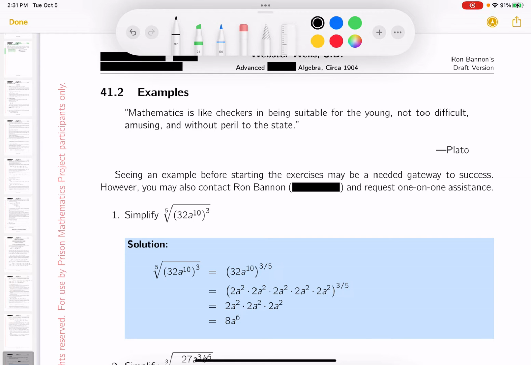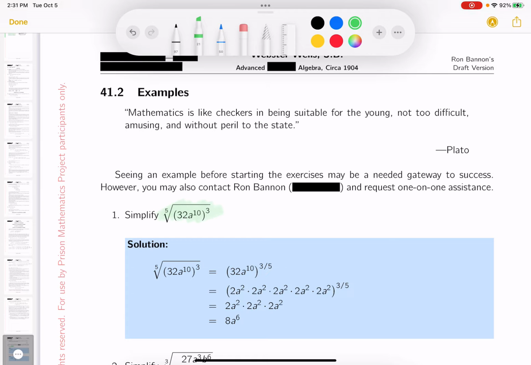The first thing I would recommend you do is look at radicals as written, and I want to mention what I mean by a radical. This is a radical. It's a fifth root of something that's being cubed. I would like to know really what a radical means to me, and I'm going to write this down for you.